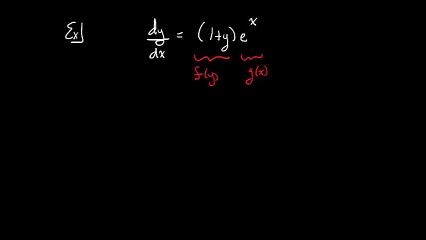Let's go ahead and start with an example. Let's say we have dy over dx, so this is going to be a first order differential equation, and this will be equal to a function of y times a function of x. Notice here, this is a function of y, and this guy over here is a function of x.